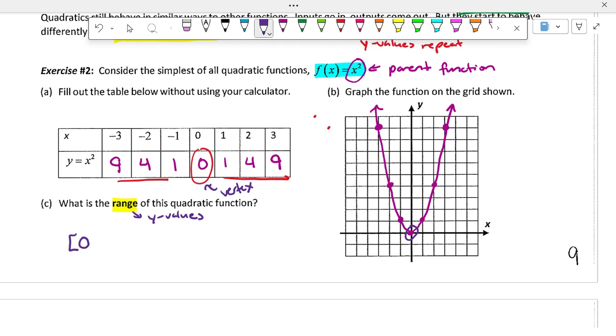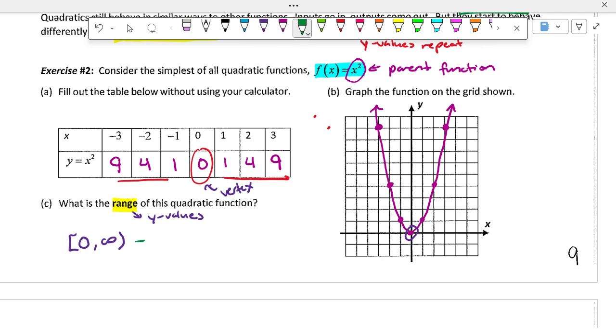Now, what y value does it go to? Not quite. Because remember, these arrows mean it's going to keep going on forever and ever. So where does it actually go to? It goes to infinity. Good. So we say it goes from 0 to infinity. Remember, infinity always has a parenthesis next to it.